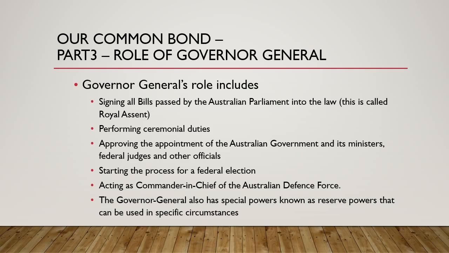Role of the Governor General. The Governor General's roles include signing all bills passed by the Australian Parliament into law, which is called the Royal Assent. They also perform ceremonial duties, approve the appointment of the Australian government and its ministers, federal judges and other officials, start the process for a federal election, and act as Commander-in-Chief of the Australian Defence Force. The Governor General also has special powers, known as the reserve powers, that can be used in specific circumstances.